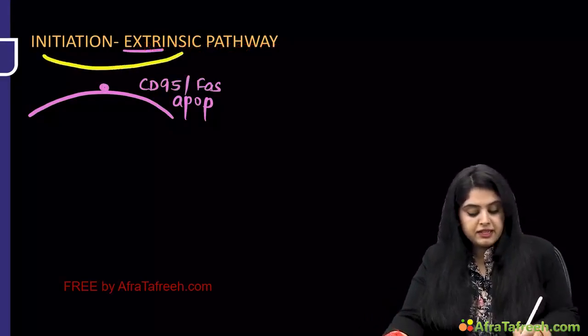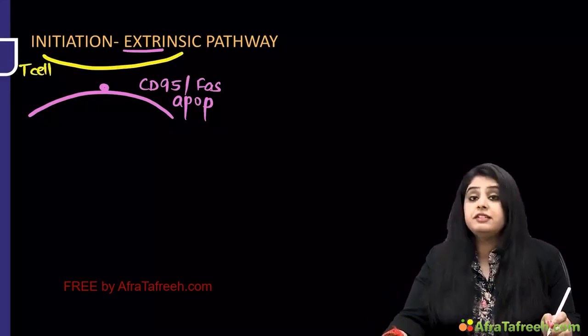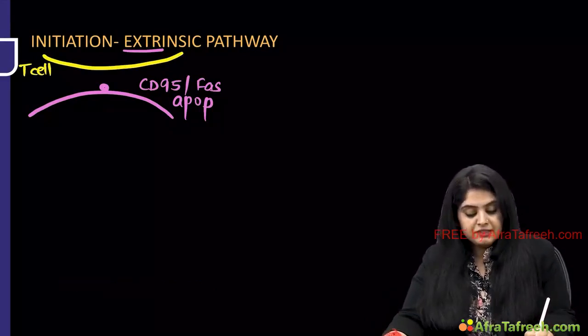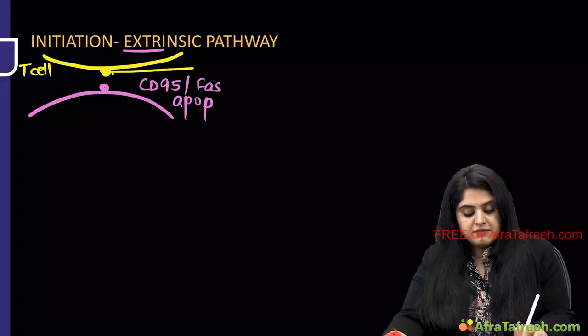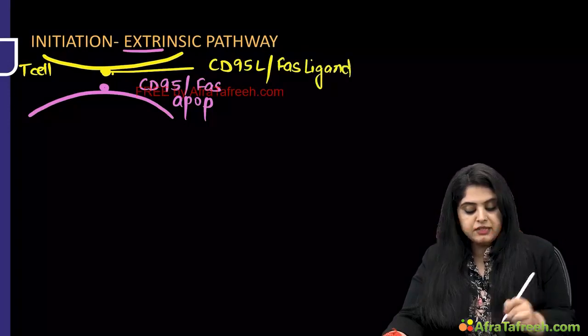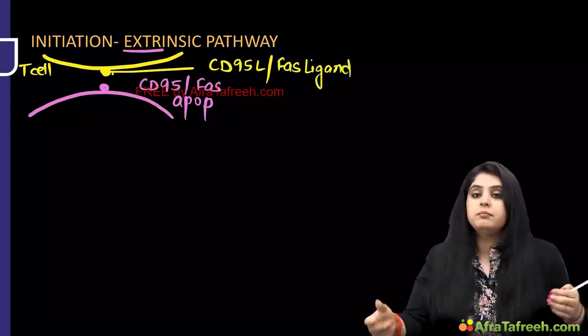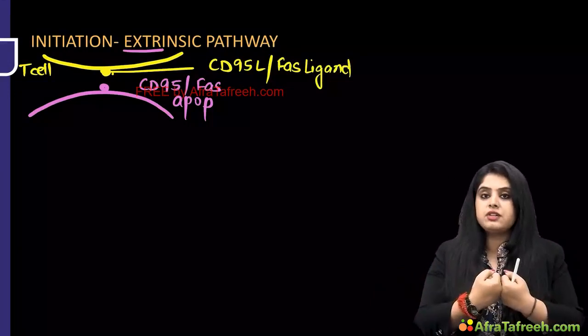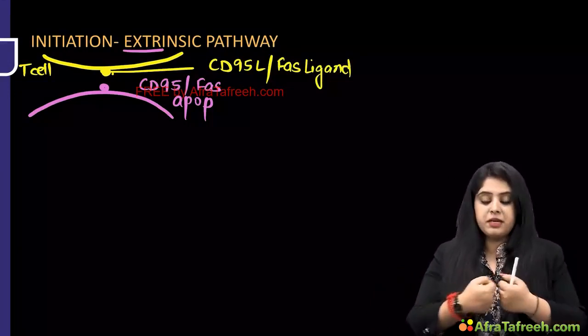And this is the cell that I've got from my system. Guys, remember, this is a T cell of your body. This is a CD8 T cell. And this has something called CD95 ligand or FAS ligand. That is what it contains. So please remember, bahar, from outside the interaction is occurring. So this is an extrinsic pathway.